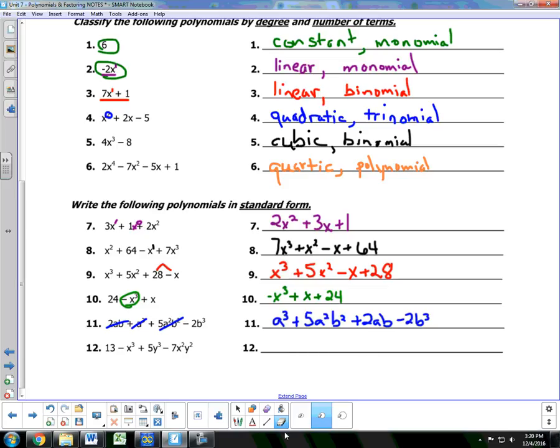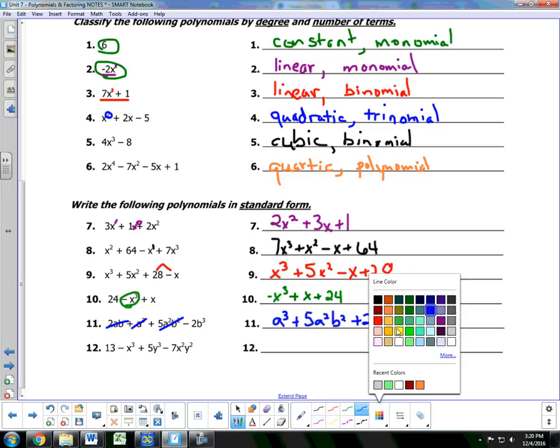All right. This last one is similar to those others. What color have we not used? Let's go with the orange.